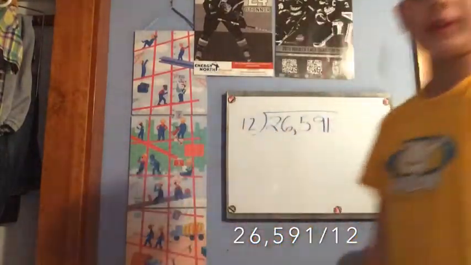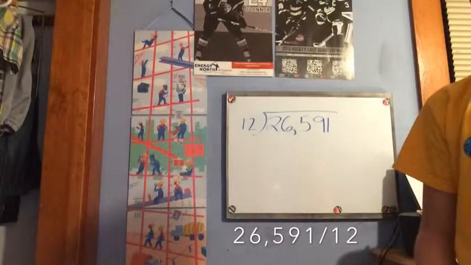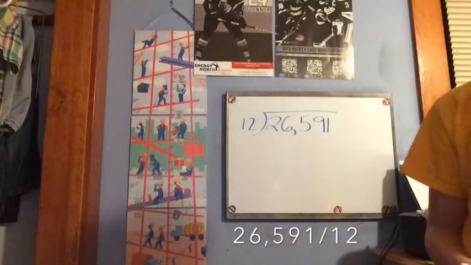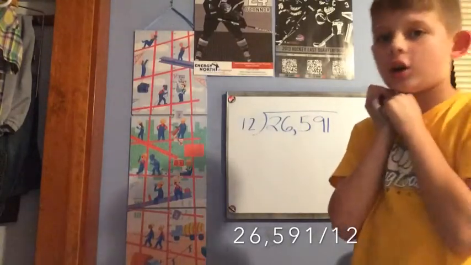Now I think we're going to do one last one. Are you ready? I hope you are, because it's going to be tricky. You're going to do more on your own, but this is our last one: 26,591 divided by 12. That looks a little hard, but it'll be easy once we do it.